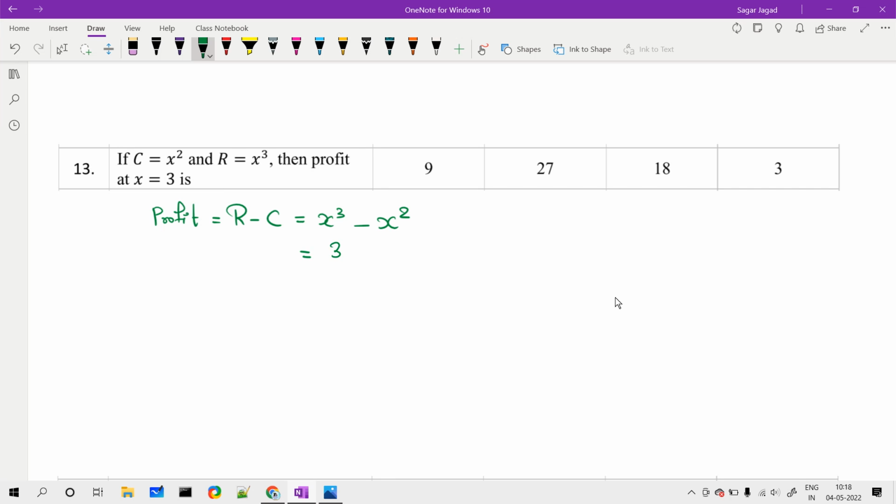So it is 3 cube minus 3 square. 3 cube is 27 and 3 square is 9. So the answer is 18. Correct. So the correct answer is C, 18.